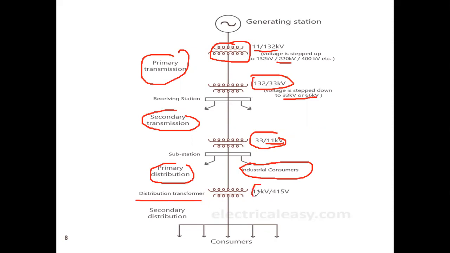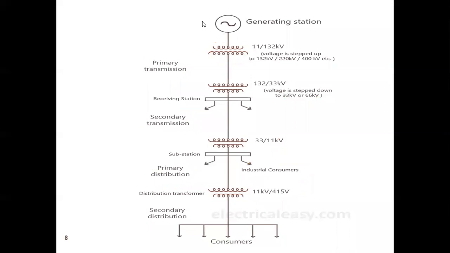This is called 11 kV to 440 volt three phase. Then this supply goes to the different consumers. They require the single phase supply. Here they require the three phase supply. This is the power chain, or basic elements from the power station to the consumer station.